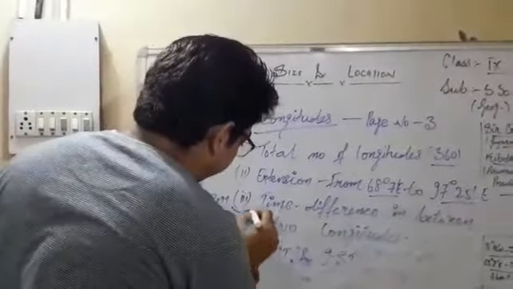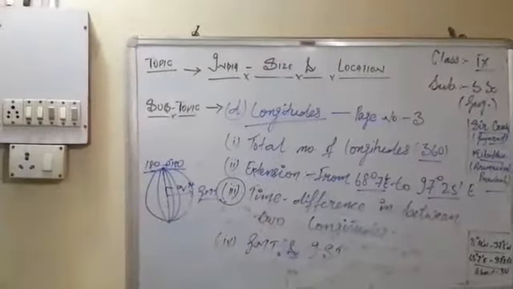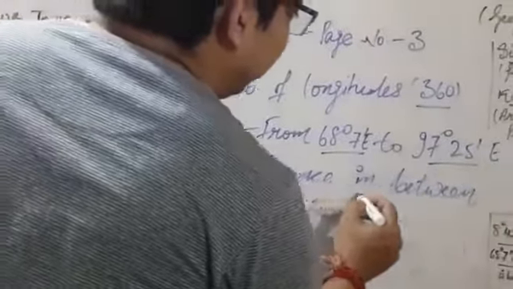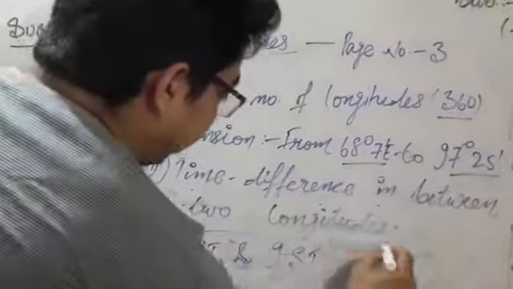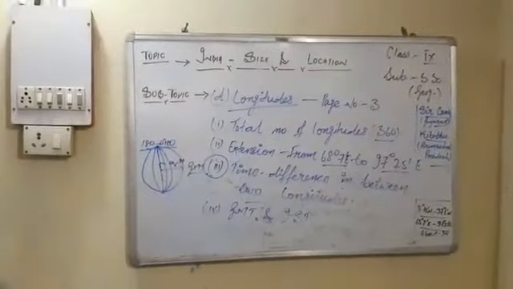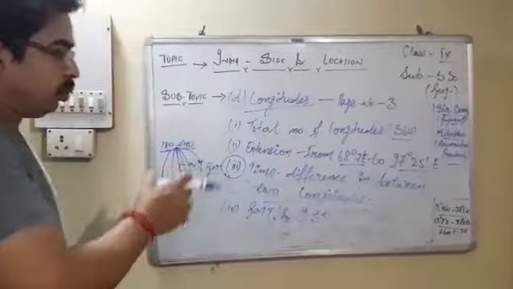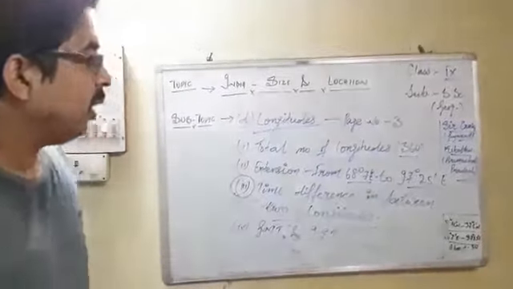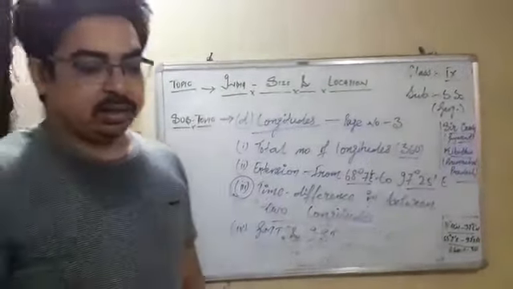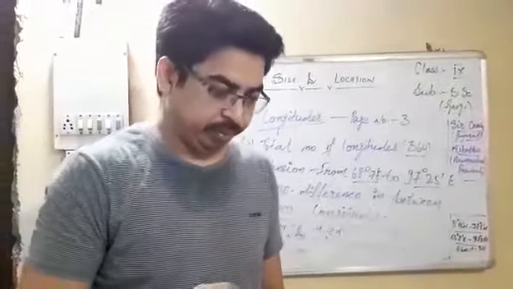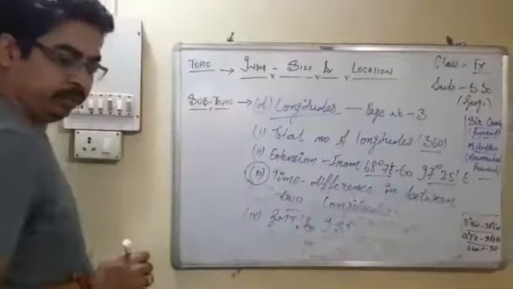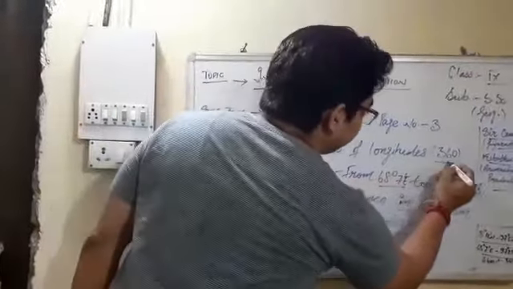Then the most important thing. This is something we all need to know to calculate the time difference between two longitudes. For this, you have to go through a calculation. Now in earlier classes, you may have heard that the Earth rotates on its own axis. So here we see the 360 longitudes.